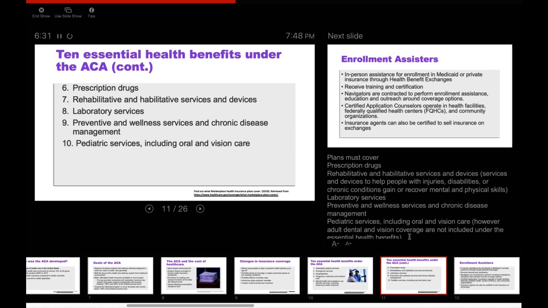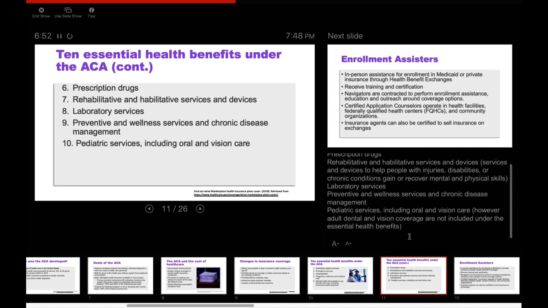Plans must also cover prescription drugs, rehabilitative and habilitative services and devices, or services and devices that help people with injuries, disabilities, or chronic conditions gain or recover mental and physical skills, laboratory services, preventive and wellness services and chronic disease management, pediatric services, including oral and vision care. However, adult dental and vision coverage are not included under the essential health benefits.